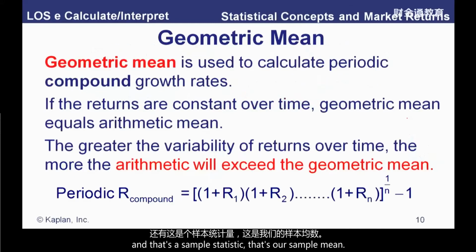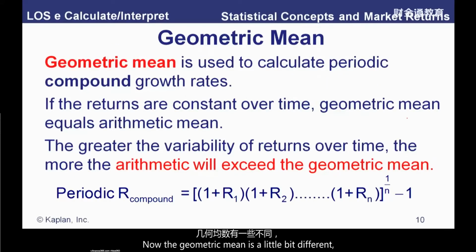That's our sample mean. Now the geometric mean is a little bit different, and that sample mean or regular mean, sometimes we'll call that the arithmetic mean. The geometric mean has to do with compounding, and we can solve for a compound growth rate.